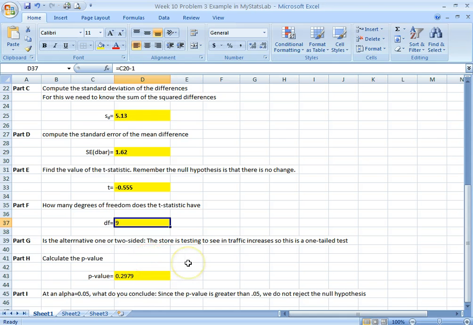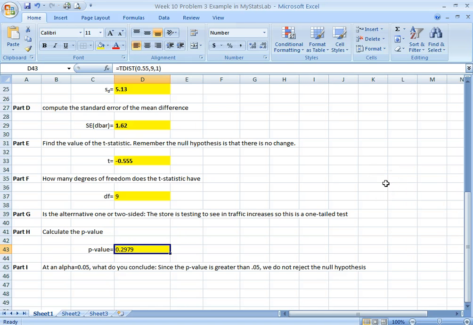And part H, it asks us to calculate the p-value. So for the p-value, we're going to use our t-dist. We have to have 3 pieces of information. We need to know our t-value of 0.55, our degrees of freedom of 9, and this is a one-tailed test. And here's our p-value here, calculated. And we can move on to part I, the last part of our problem. And it asks us at an alpha of 0.05, what do you conclude? Well, our p-value is greater than 0.05, so we will not reject the null hypothesis.